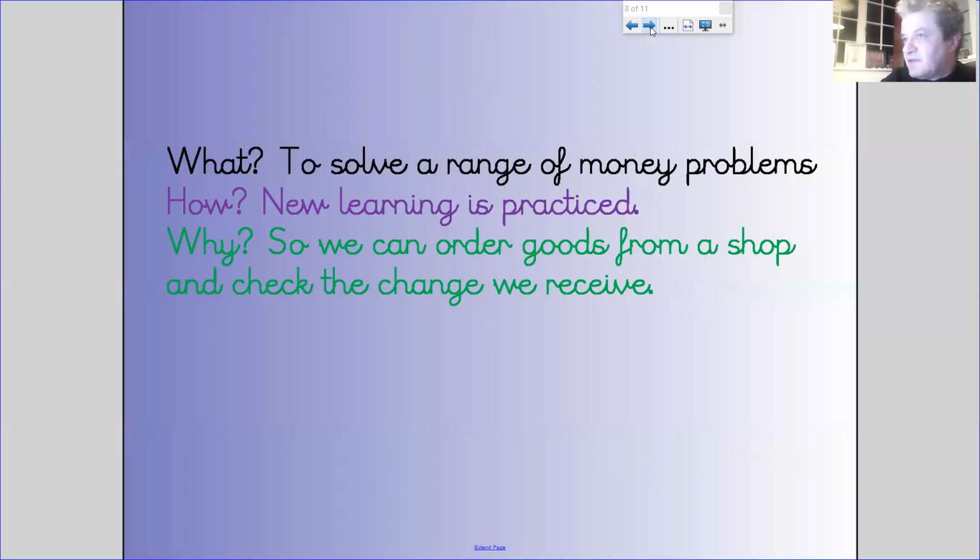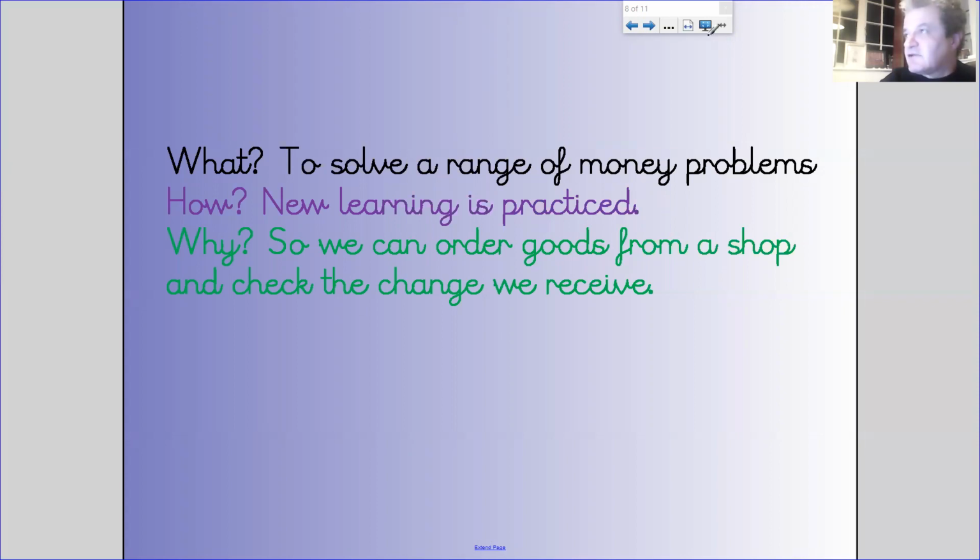Okay, so today we're going to solve a range of money problems. New learning is practiced so we can order goods from a shop and check the change we receive. So this money practice, knowledge and problem solving, we do apply in real life. So it's really good to get these basic skills.